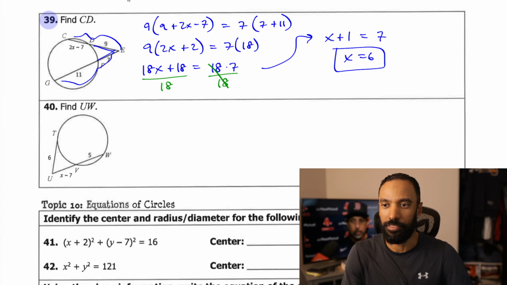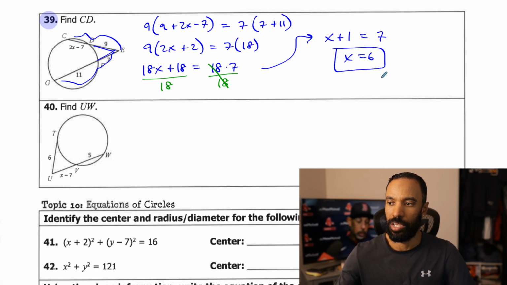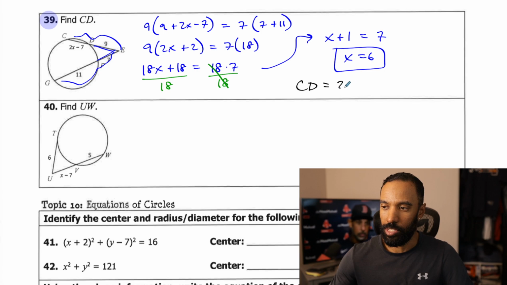Find the length of CD. I'm sorry. The last times we just had to solve for x. So the length of CD is going to be 2 times 6 minus 7. 12 minus 7 is 5.